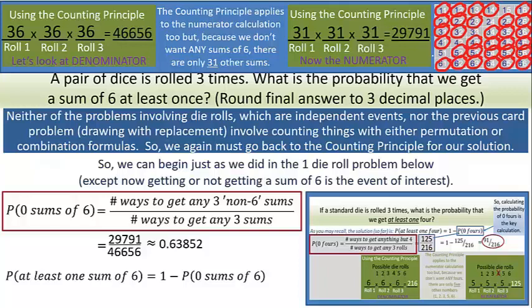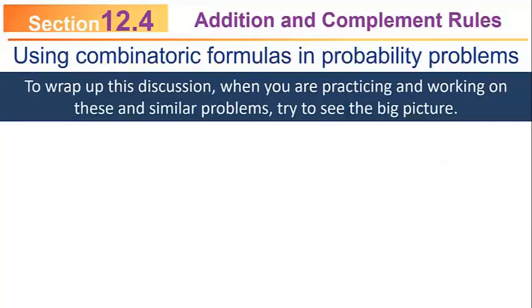We just calculated the probability of no sums of 6 being 0.63852. So if you plug that in and subtract 1 minus that, you get 0.36148. They ask us not to change it to a percent this time, but just to round it to 3 decimal places. That would be 0.361. So the probability of rolling a pair of dice 3 times and getting at least one sum of 6 is 0.361. In wrapping up this lecture, I do want to say one thing.